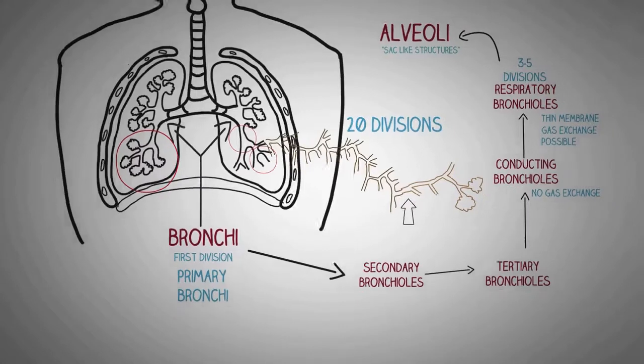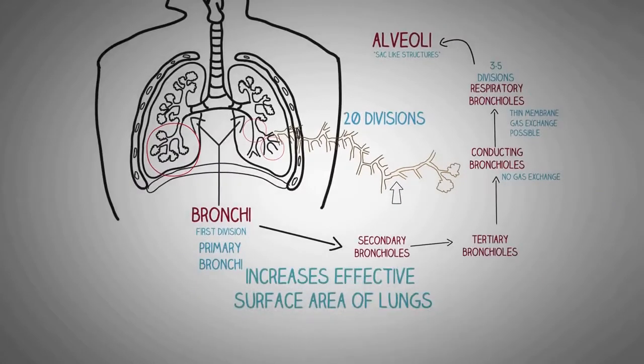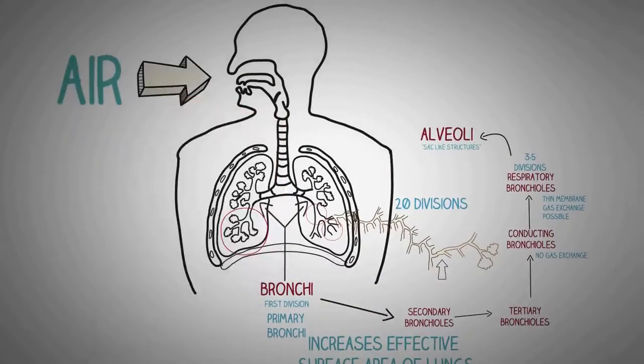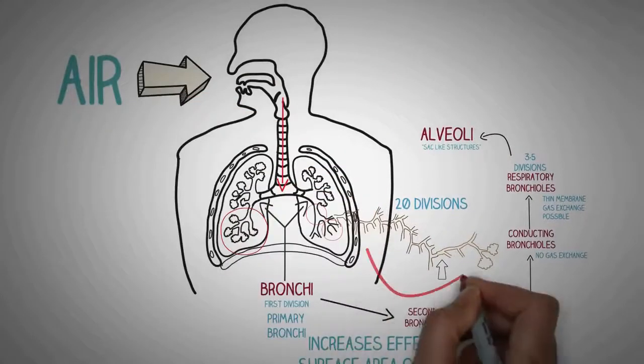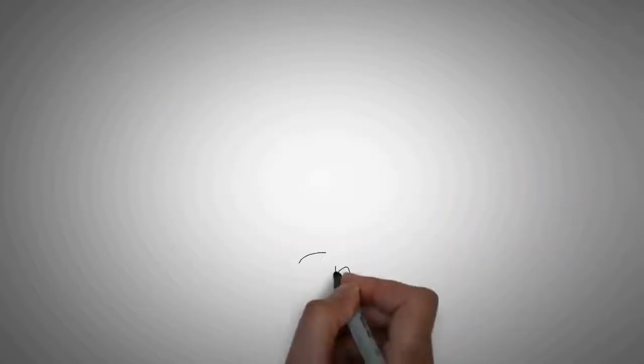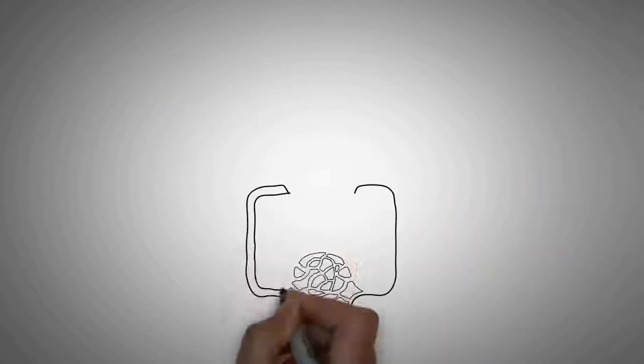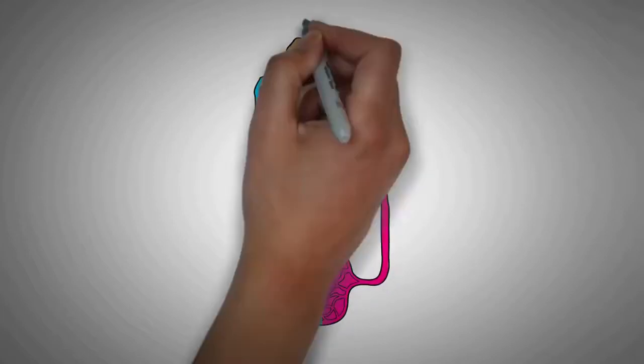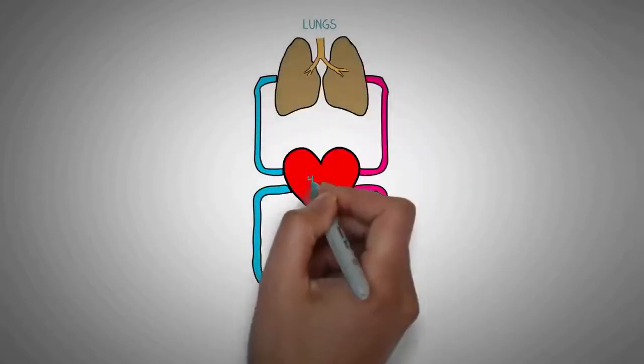The division of the bronchioles to such an extent increases the effective surface area of the lungs. So the air that we inhale finally reaches into the alveoli. Now let's look at this diagram to understand how the respiratory system of our body works in conjunction with the circulatory system to provide gas exchange.